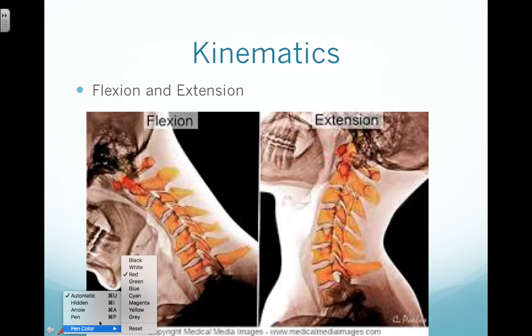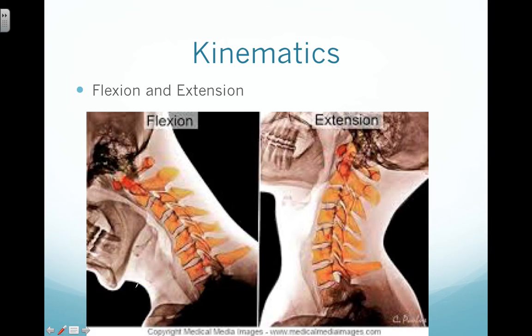So if we just take a look, let's pick a different color today. If we take a look between these two spinous processes, there's separation happening. We'll also understand that the vertebral foramen is opening or expanding. It's not narrowing. As we will see with extension, that vertebral opening is narrowing.